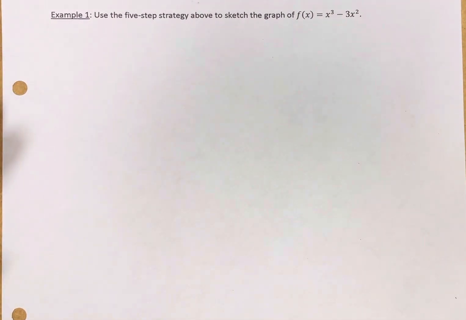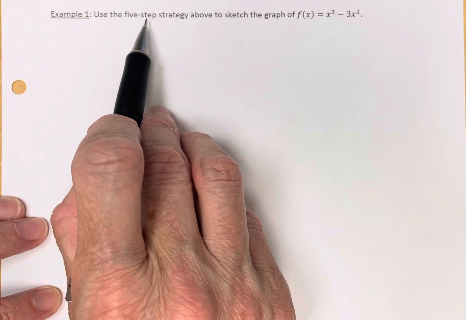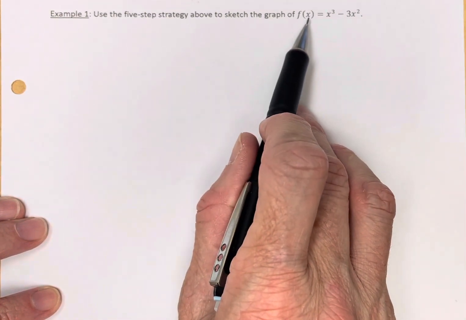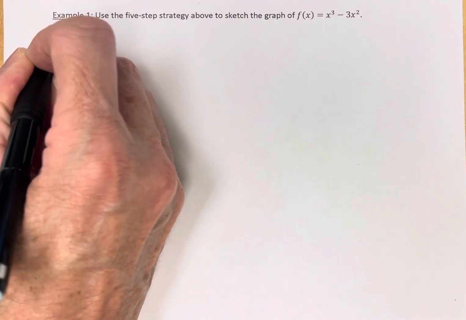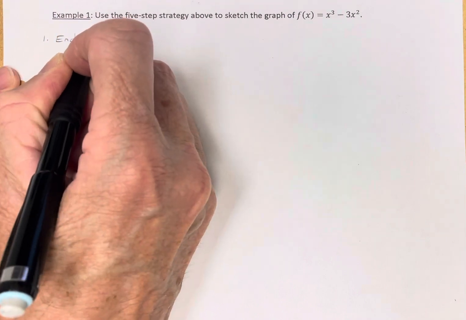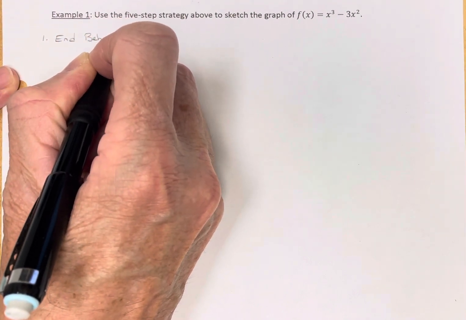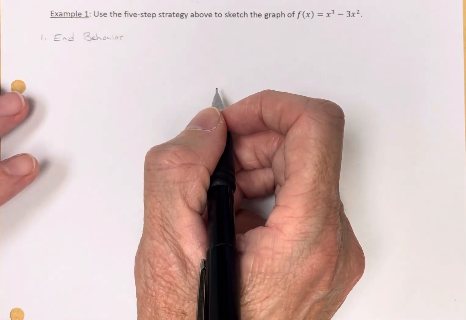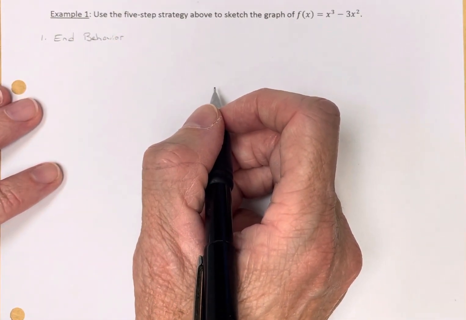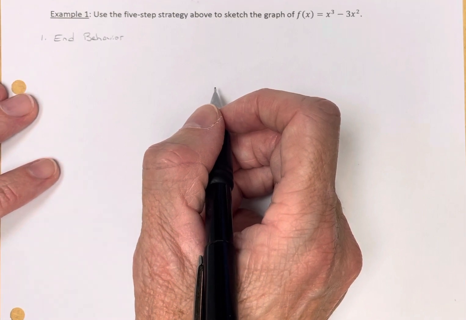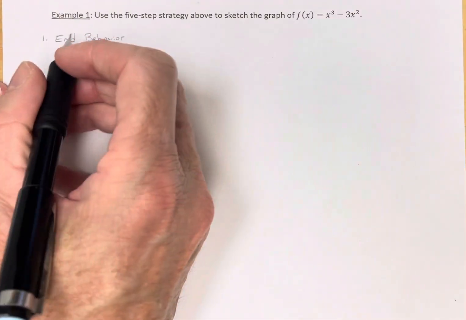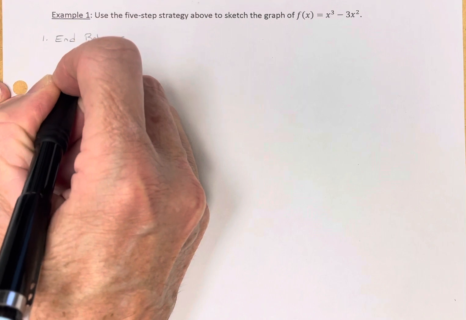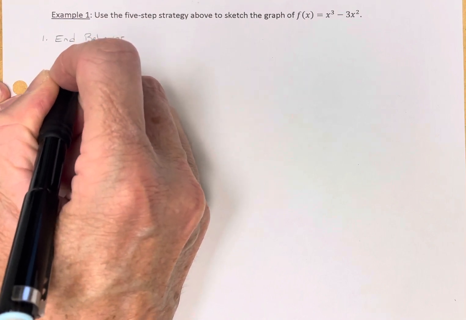Use the 5-step strategy above to sketch the graph of f of x equals x cubed minus 3x squared. Our first step is the end behavior. What does the graph look like as x approaches positive infinity and as x approaches negative infinity? As you recall, we look at the leading term, which in this case is a positive 1x cubed.